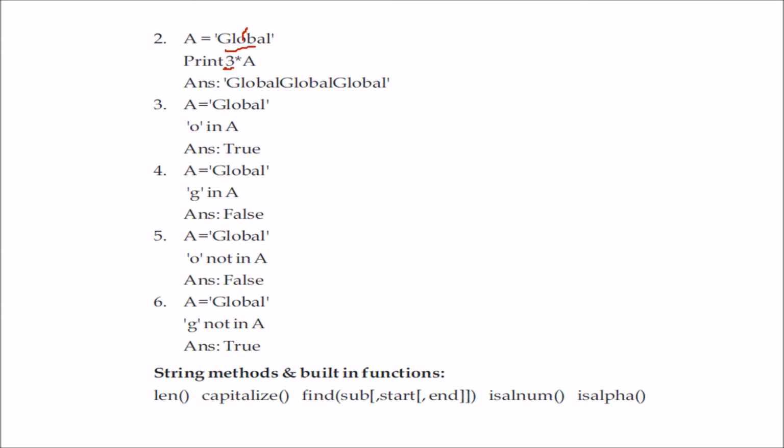A is equal to global, O in A. Whether O is in A or not, yes it is, so it will give you true. A global, G in A. Because the small g is not equivalent to capital G in Python, capital G and small g will not be taken as equal, so false will return. Then you have global, O not in A. Since O is already in A, it will give you false, because O is actually in A and we are asking for not in A. Then A is equal to global, G not in A. G is actually not in A because there is capital G, so it will give you true.